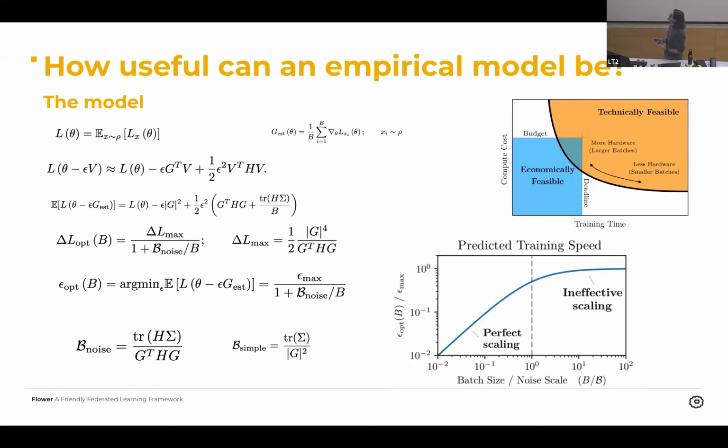This model is based on an expansion of the displacement of the model over the loss function up to the second order using a Taylor expansion, and substituting this V with the estimate of the gradients. What we get is basically the expected value of the delta in the loss. So not the delta in the loss, but the new loss that we're going to get given the delta in the parameters.